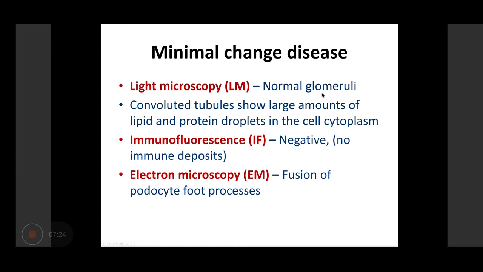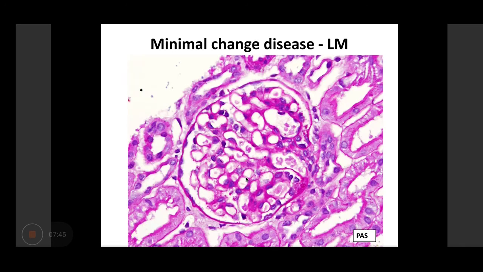In light microscopy, in minimal change disease, the glomeruli look completely unremarkable, except that the proximal convoluted tubules show large amounts of proteins and lipids. Immunofluorescence is also negative for all immunoglobulins and complements. However, the change that is primarily seen is on electron microscopy. So this is what the glomerulus of minimal change disease looks like under light microscopy.